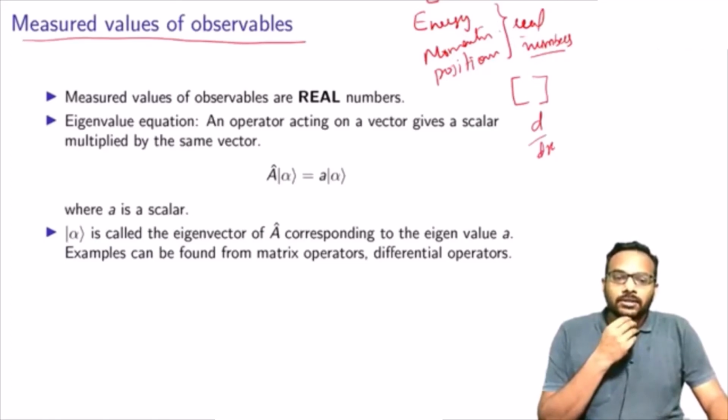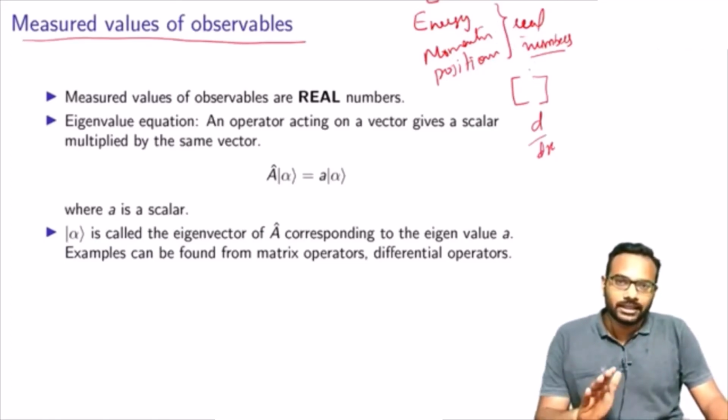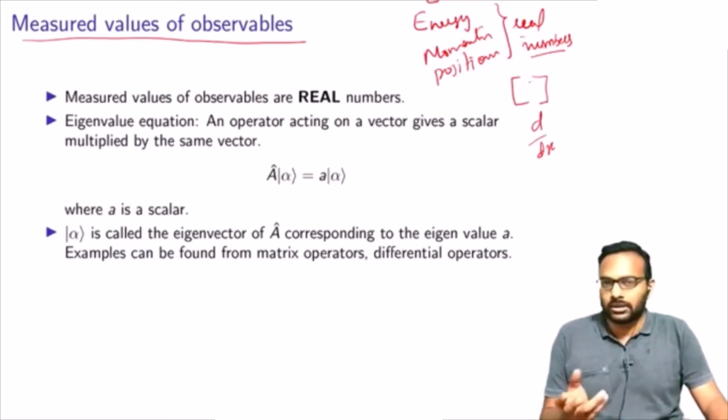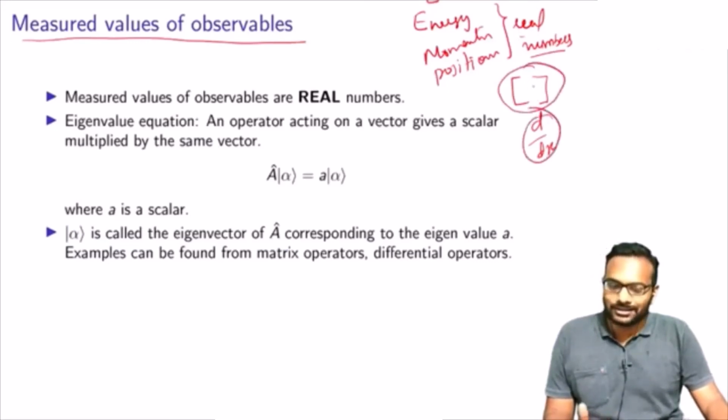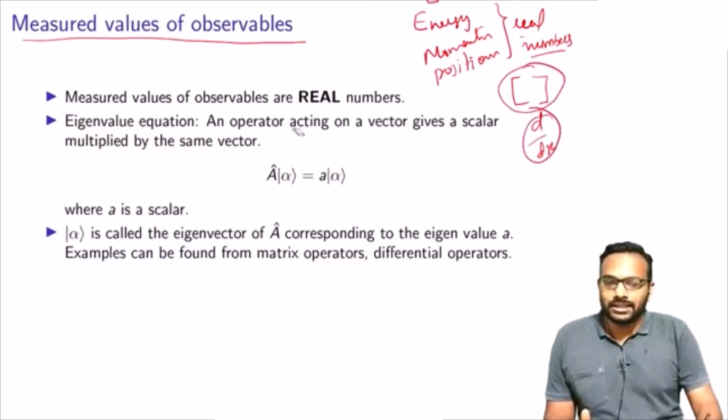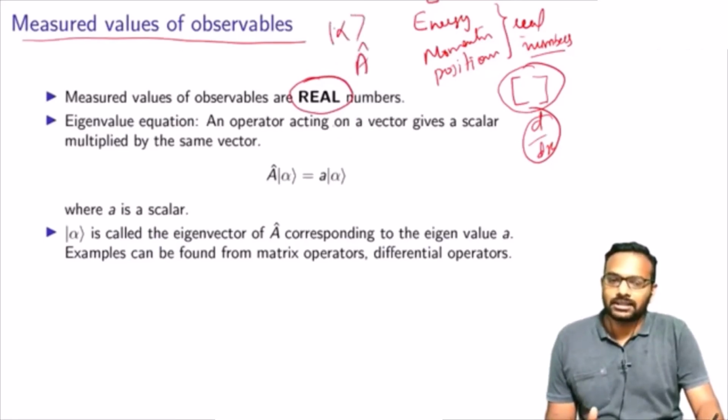All right. So we have got energy, momentum, position, which are all measured as real numbers. You get a reading on some kind of apparatus. It's a real number, right? We never measure a matrix or a differential operator. Okay. So that's fine. So what do we do now? We need some real numbers. We need to associate some real numbers with these states, these vectors, and these operators.